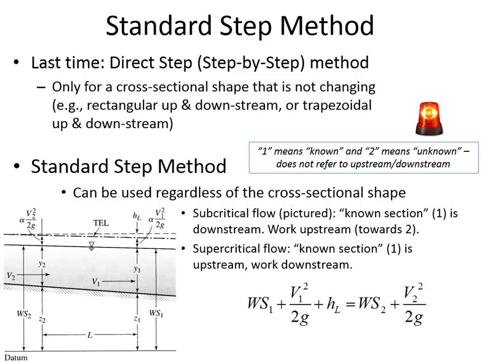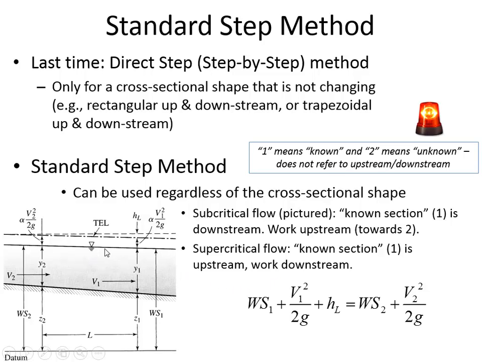So in the standard step method, the location where you know the depth is what you're going to assign as location 1. And the location upstream or downstream where you don't know the depth is going to be location 2. And so as it mentions here, if you've got subcritical flow, then the known section will be downstream. So we've got subcritical flow here, and section 1 is the downstream location, section 2 is upstream. When you have supercritical flow, the convention is to work from upstream towards downstream.